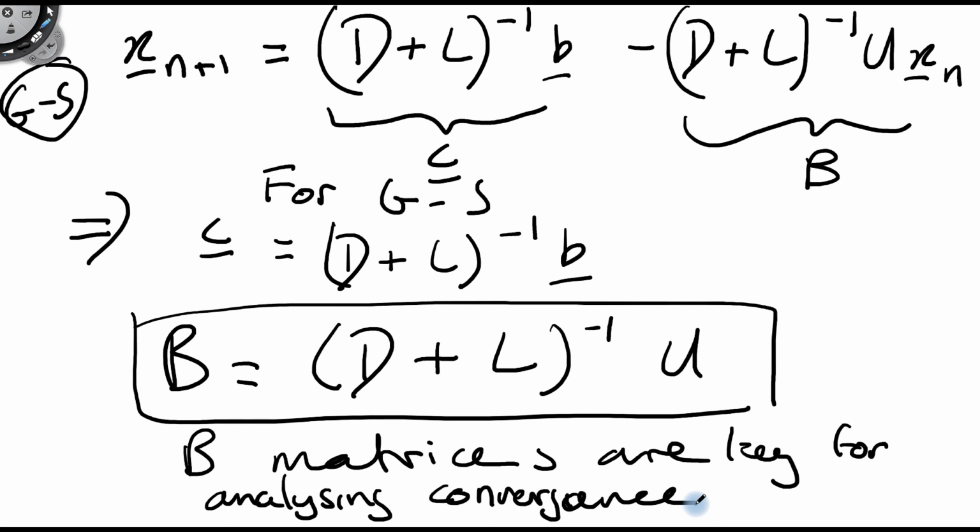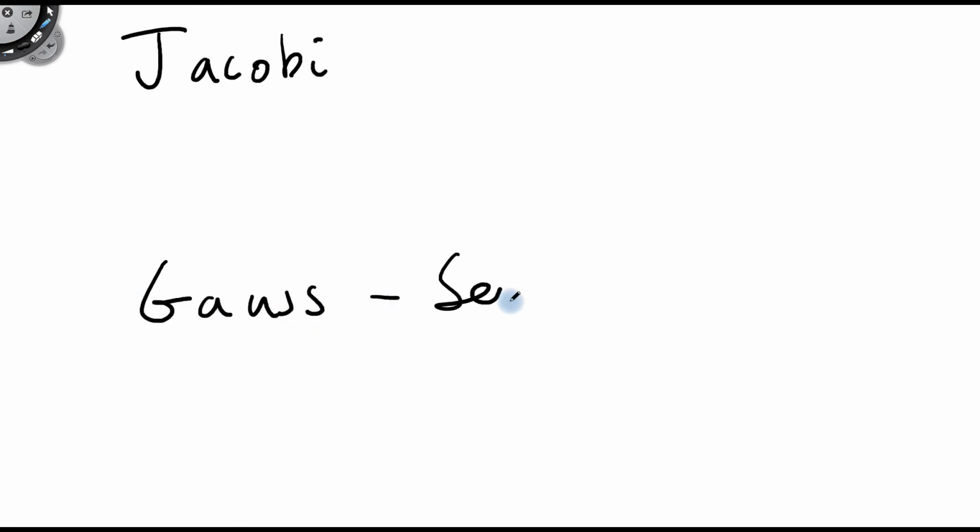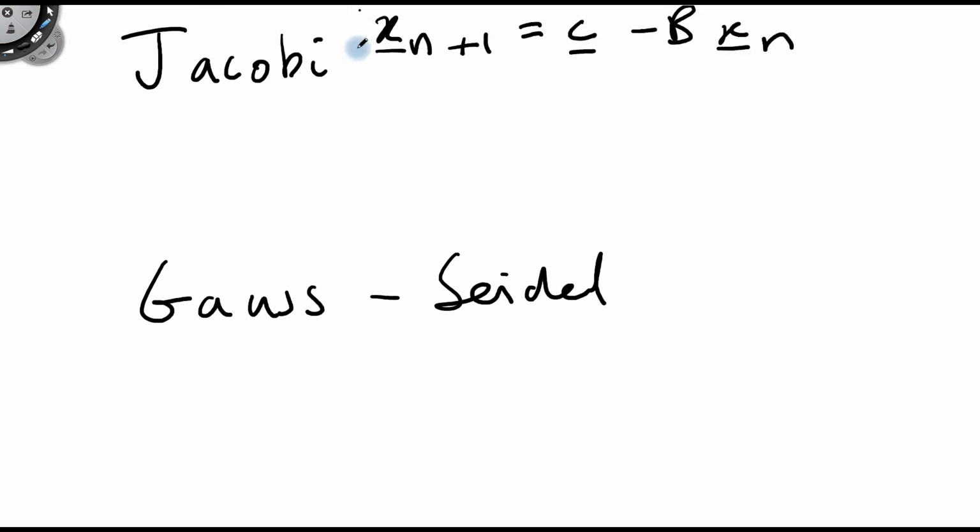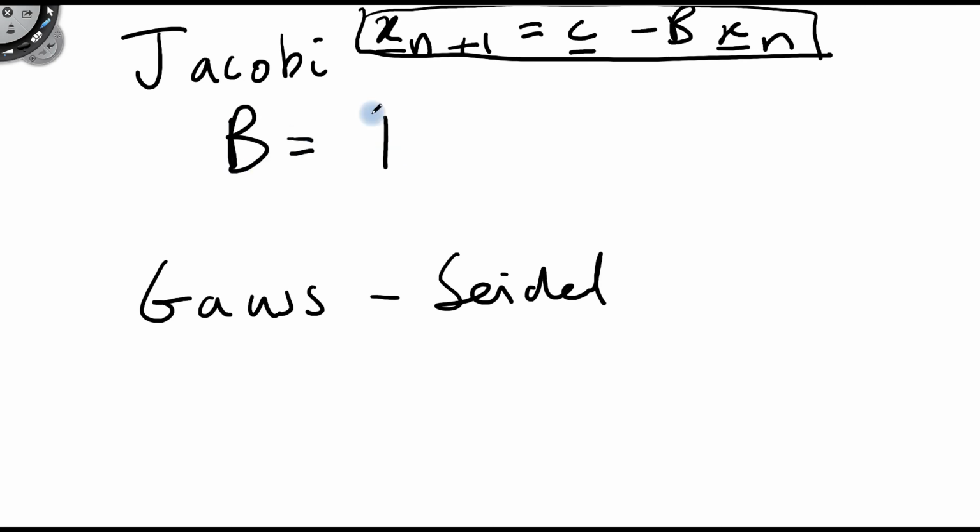So let's have a little look at the time. What I'm going to do is just have a quick summary slide of what we've got so far. We've got Jacobi and we've got Gauss-Seidel. And we've got this key result. We want to get everything in the form of xn plus 1 equals c minus b of xn. That's what we're looking for. And for Jacobi, we found that b is d inverse times L plus u.